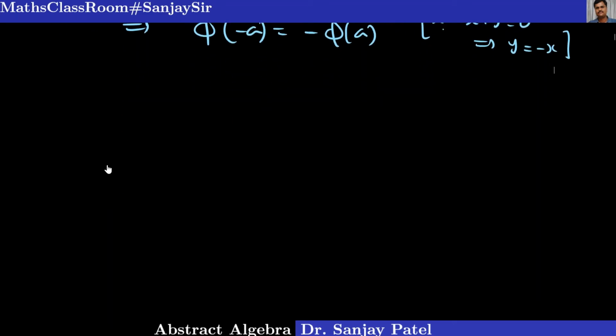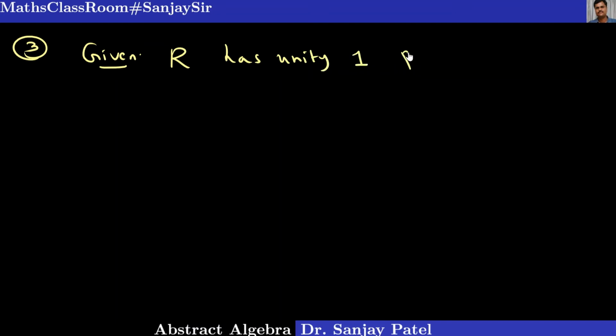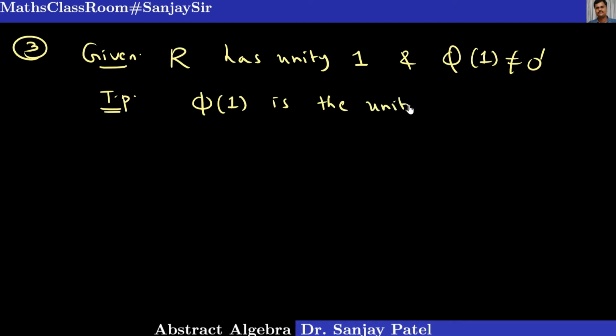The third result. What is our aim? What is given first of all: we are given that R has unity 1, and we are also given that phi of 1 is not equal to 0 dash, and we want to prove in this case that phi of 1 is the unity of the ring phi of R.